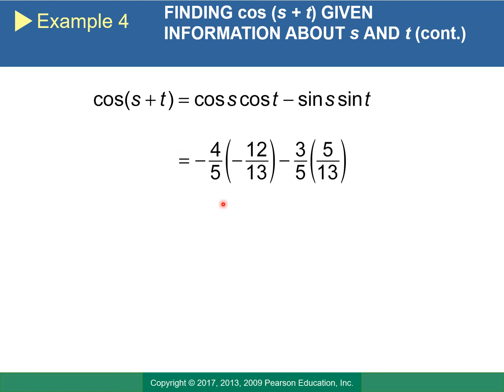Negative 4/5 times negative 12 over 13, and then minus 3/5 times 5 over 13. And then we simplify a little more, and we get 33 over 65. Final answer. So recognize really fast that you never actually needed to know what the angle s was or the angle t. We just needed to know the sine and cosine values of those angles.